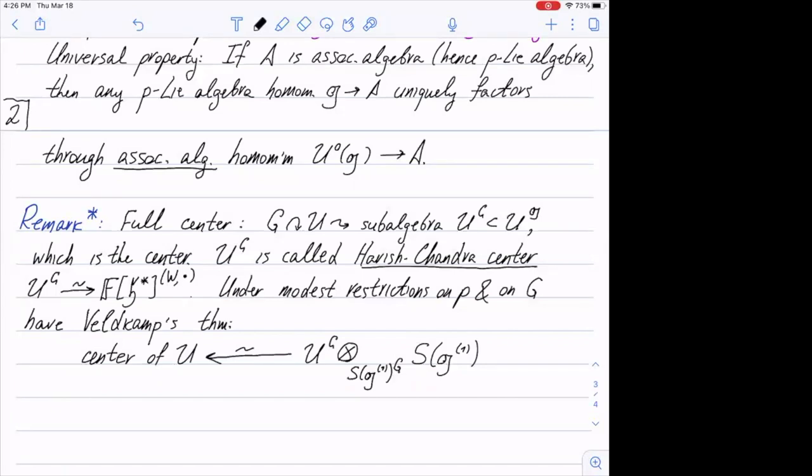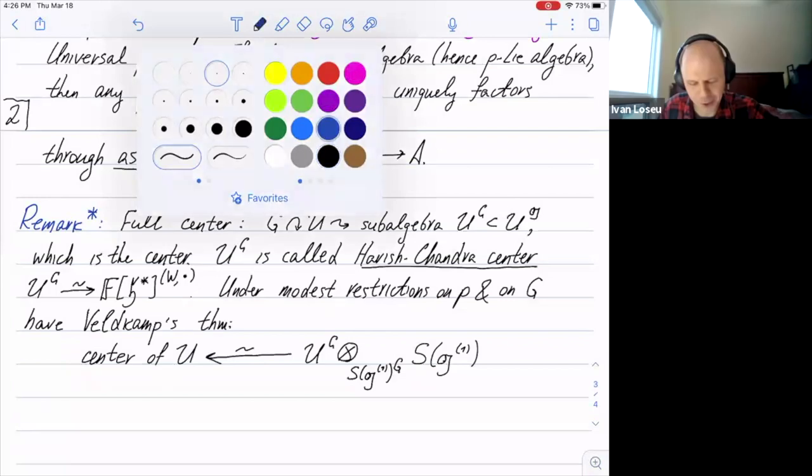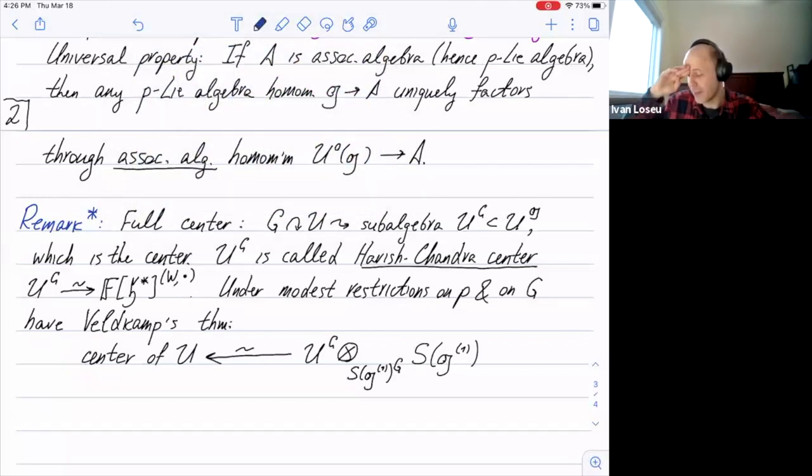What do you mean by modest restrictions? I mean modest restrictions that I'm not going to give in this talk and which you can read about in Jay's notes, which will be posted. Like p is very good for the group, something like this. Whatever this means. p bigger than h should definitely be enough. That's right. And actually, some discussion of this question can be found in Roma's paper with Mirkovic and Rumynin on localization in characteristic p.